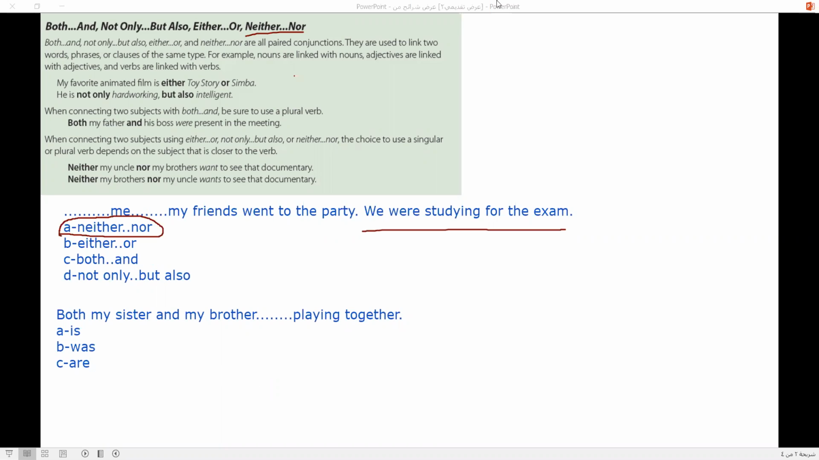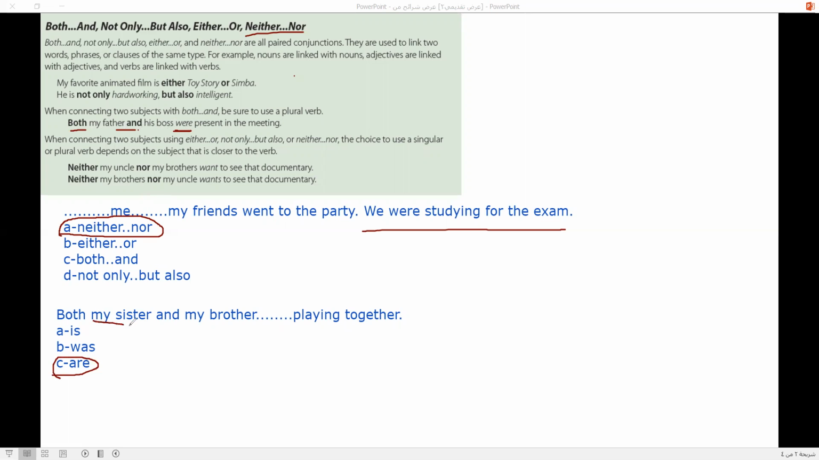Yes, Safa, very good. So the correct answer is going to be both my sister and my brother are. I cannot use is because, as we said here, both and takes a plural verb. As it says here, both my father and his boss were, the past of are. So they choose were because I have two people.